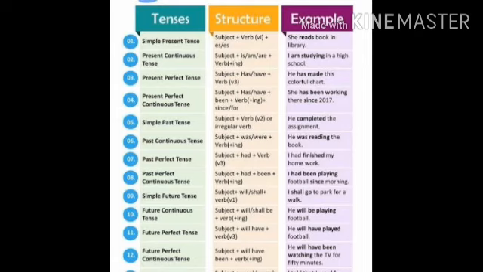negative sentences and interrogative sentences of past indefinite tense we always use first form of verb plus did or did not. So students, please keep in mind that always use second form of verb in simple sentences, and in negative and interrogative always use first form of verb plus did or did not.